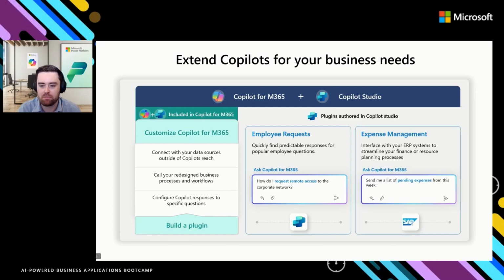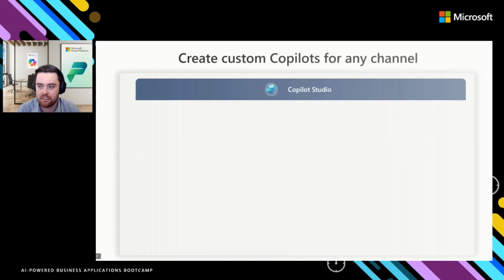Another example of where plugins for M365 Copilot would be applicable is if you wanted to have your finance team be able to get insights from their ERP system, whether that be an SAP or a Dynamics. With this plugin, if I have the security permissions to access my finance system, I would then be able to ask for a list of pending expenses for this week. I would have that insight pulled directly from my finance system and made available in this Copilot experience. So that's about extending Copilot for your specific business needs.